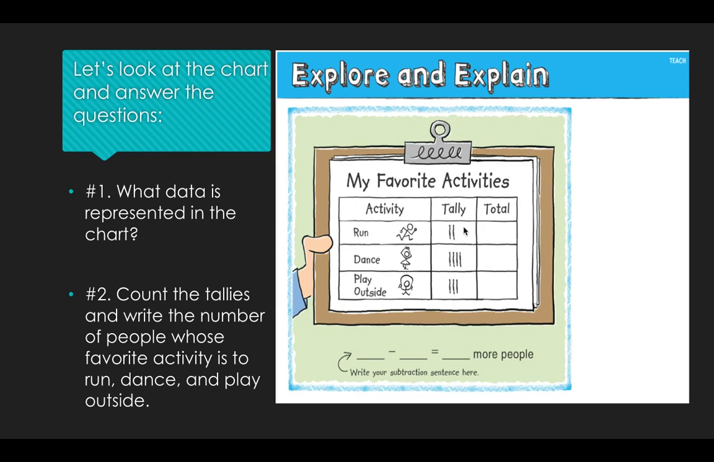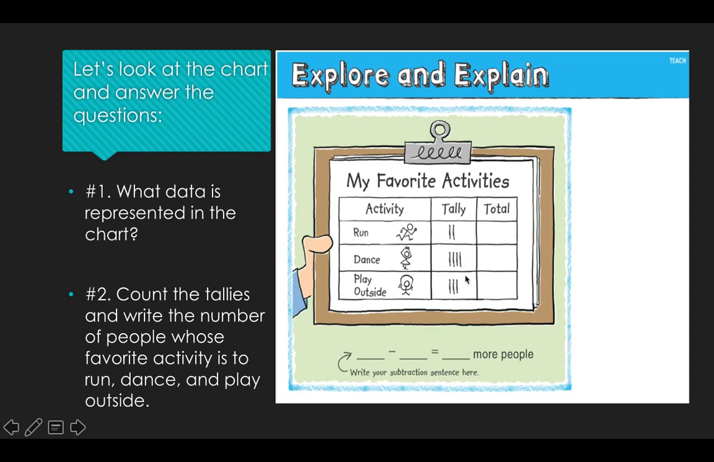Let's count the tallies to figure out how many people like to run, how many people like to dance, and how many people play outside. For run, I see 1, 2 tallies, so I can say 2 people like to run. For dance, I see 1, 2, 3, 4 tallies, so I can say 4 people like to dance.